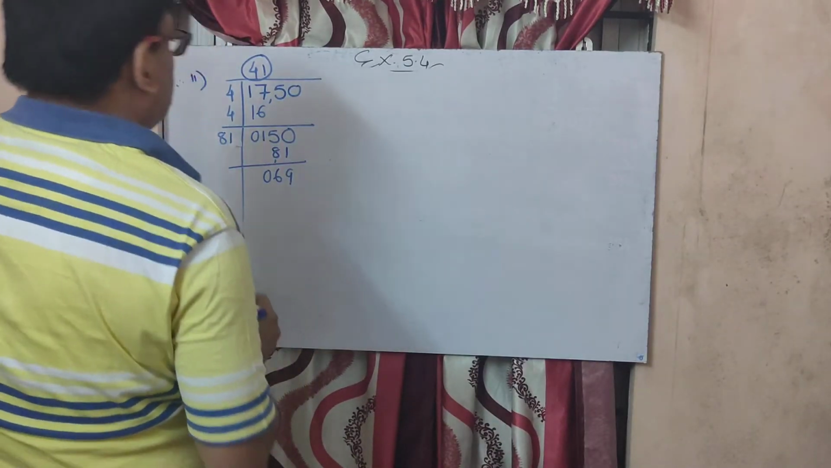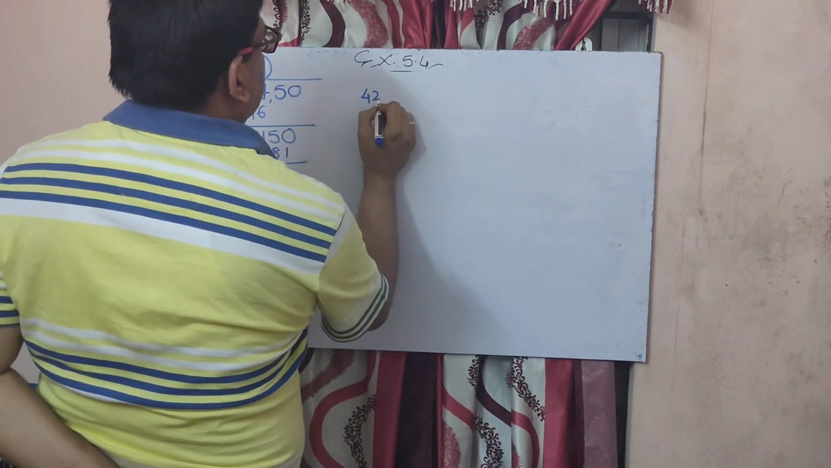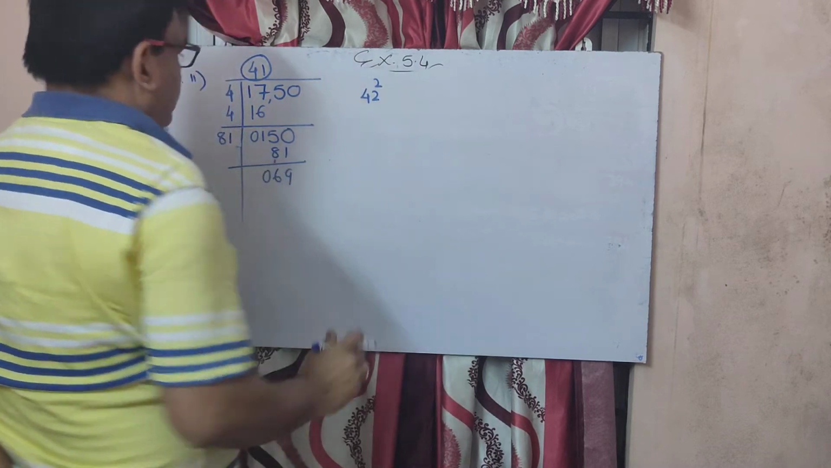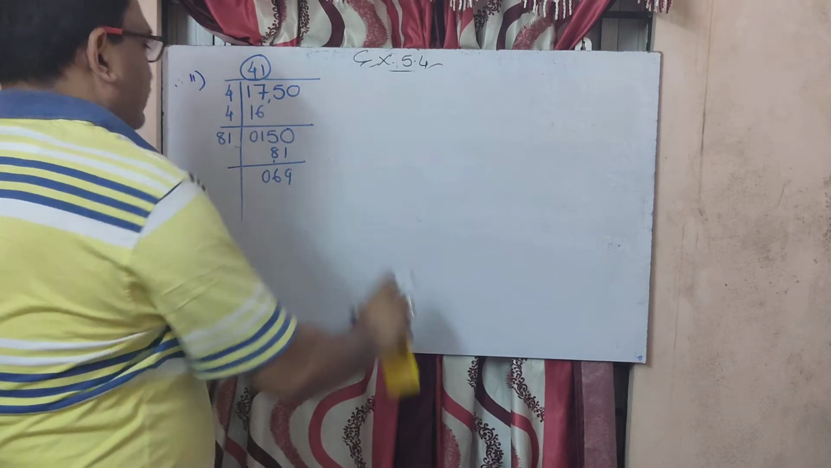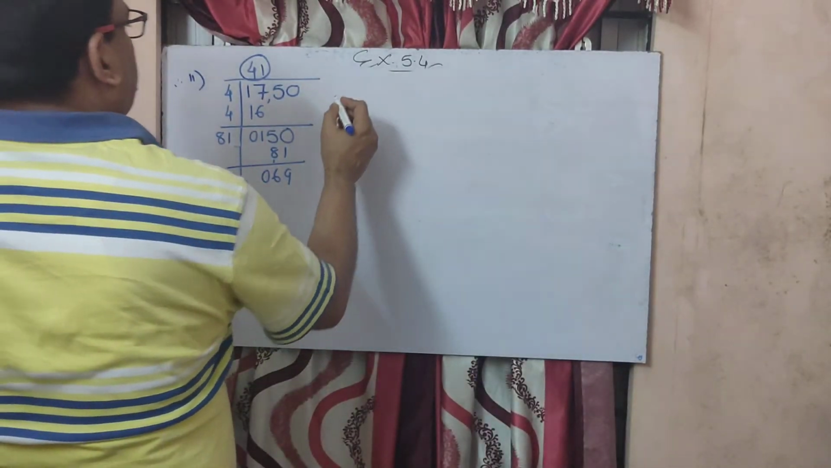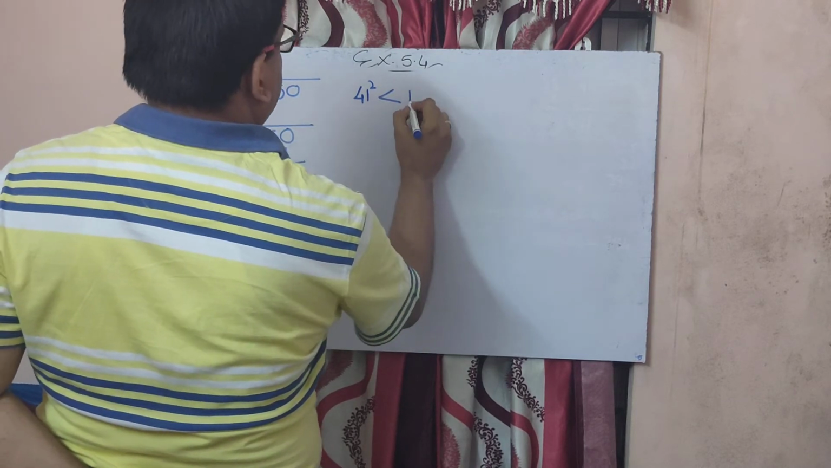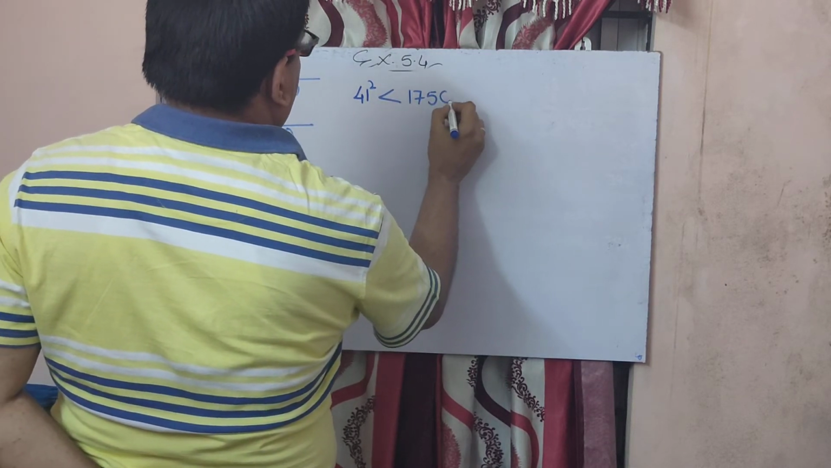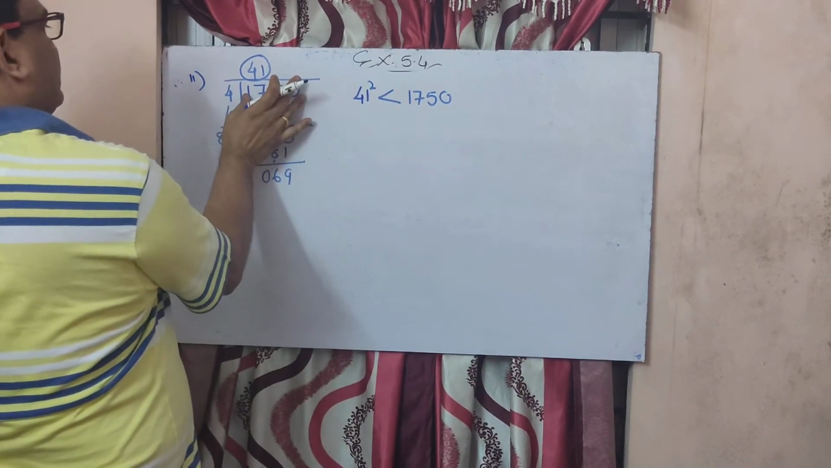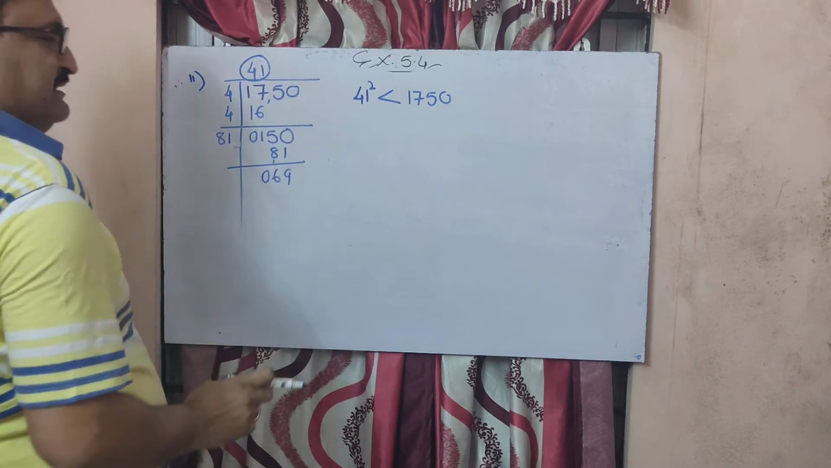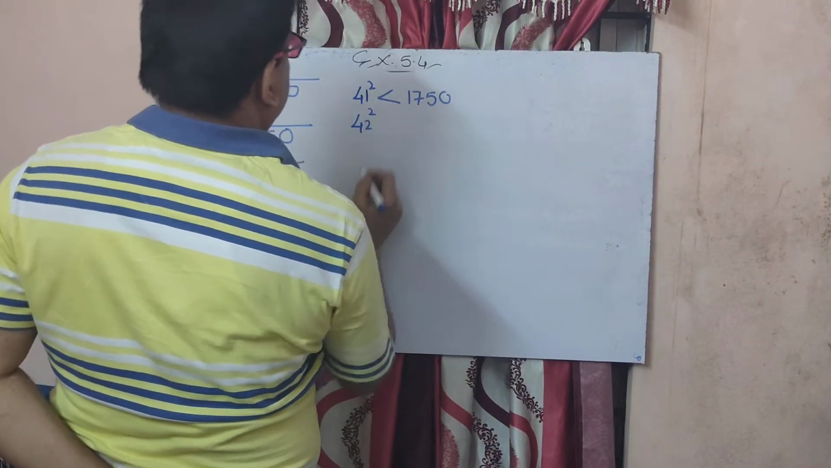So, the square of the next number of 41 is what? 42. So what you have to write? 41 square is less than 1750. The 1750, the number given, is more than the square of this number. Now what we want is 42 square.